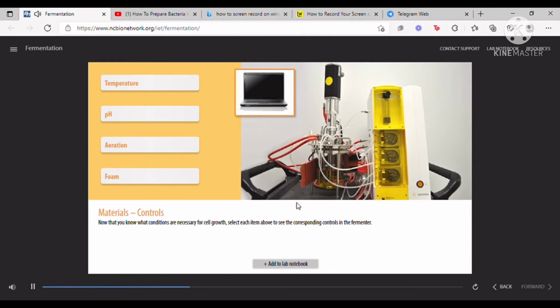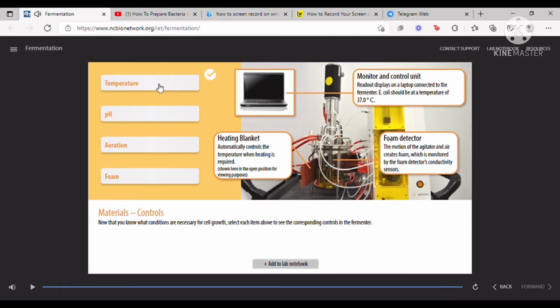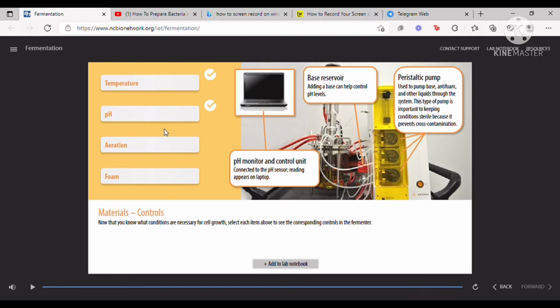On this part, we will learn about the corresponding controls in the fermenter by clicking on each of the white boxes, like the temperature, pH, aeration, and foam. And then as usual, we add it into the notebook.